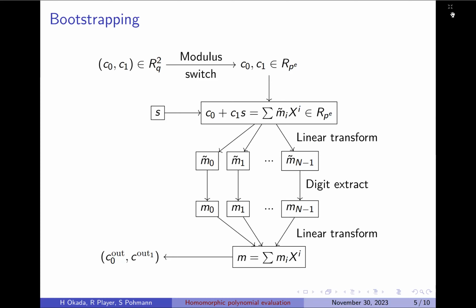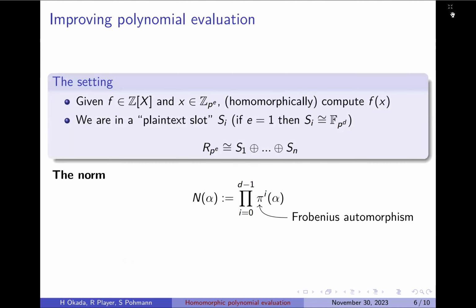After you perform the digit extraction, so in some sense remove noise from each coefficient, you can just plug the values together again and get the result, which is an encryption of the same value with low noise. This leads us now to our general setting of polynomial evaluation. The two important things here are that both the polynomial and the value x that we want to evaluate it at homomorphically are scalars. So they are not in R, but general elements of their values instead, Z modulo p to the e.